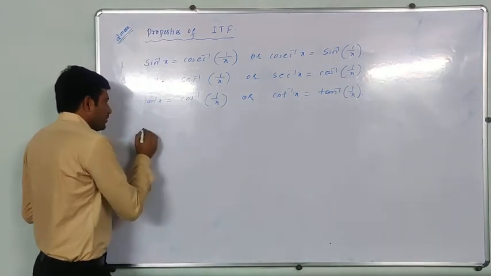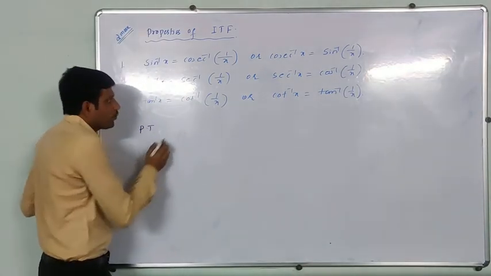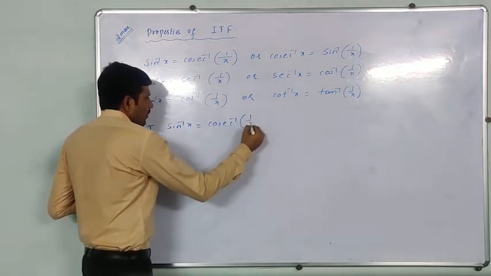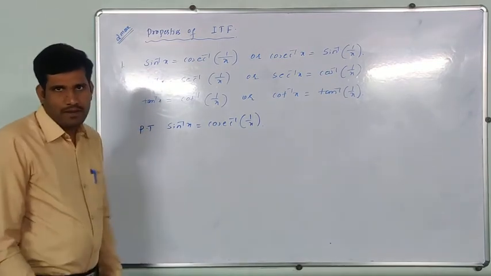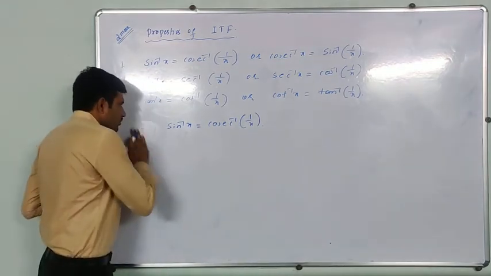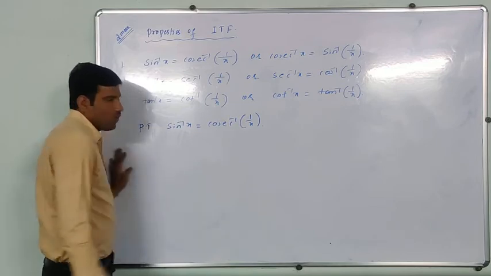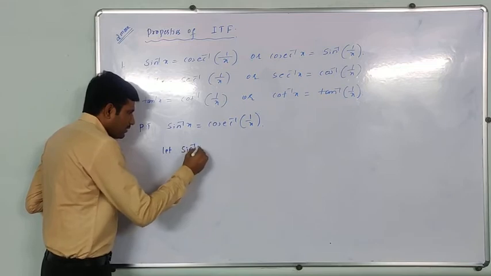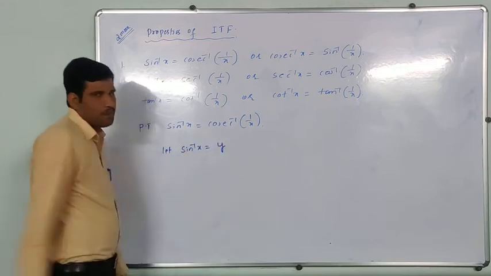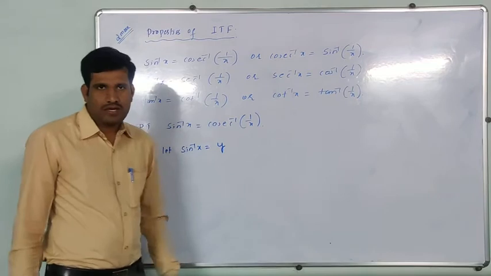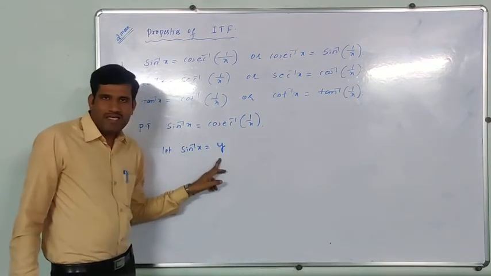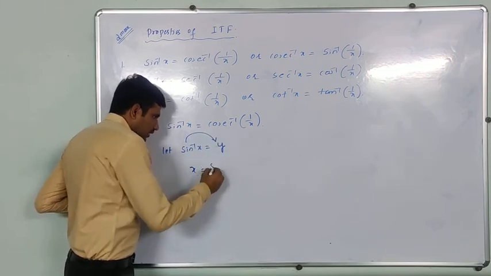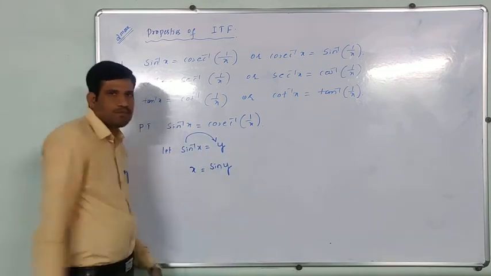So see, the first one. In the exam they will ask like this: prove that sine inverse of x is equal to cosec inverse of 1 by x. This is how the question will be. Students, all directions are similar. Let sine inverse of x be y. Then what is x? Take the sine on the right hand side, so that is nothing but sine y.